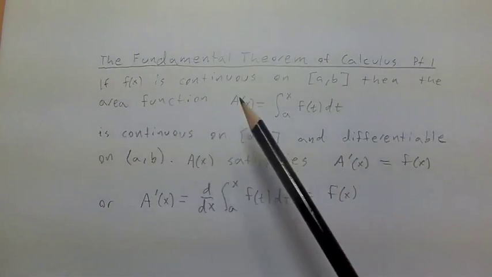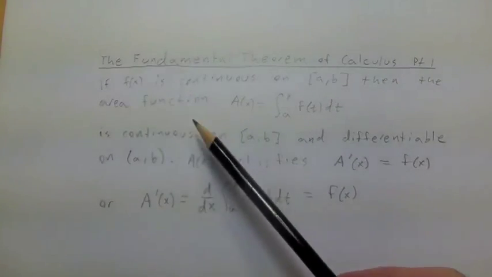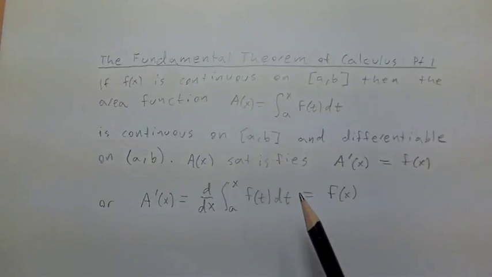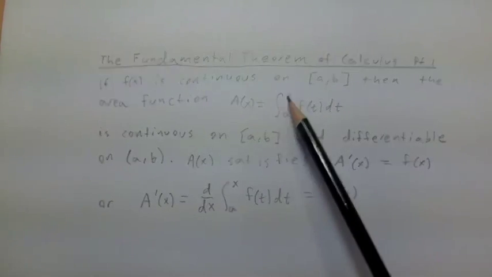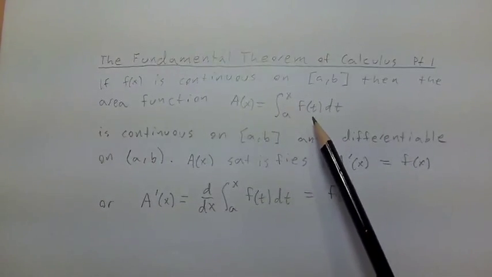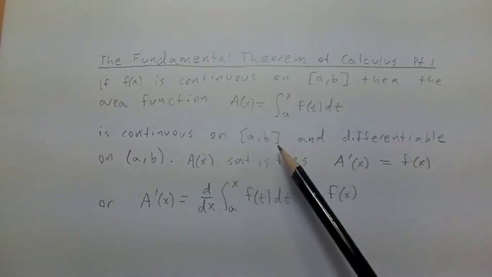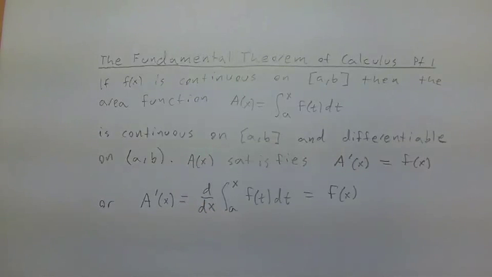Basically, if we have f is continuous on the closed interval a to b, and if we have this area function A of x, which you saw in one of your worksheets, so A of x is the definite integral from a to x of f of t dt, then we have that A is continuous on a to b and differentiable on the open interval a to b. And specifically, A of x satisfies this thing here, that A prime of x is equal to f of x.